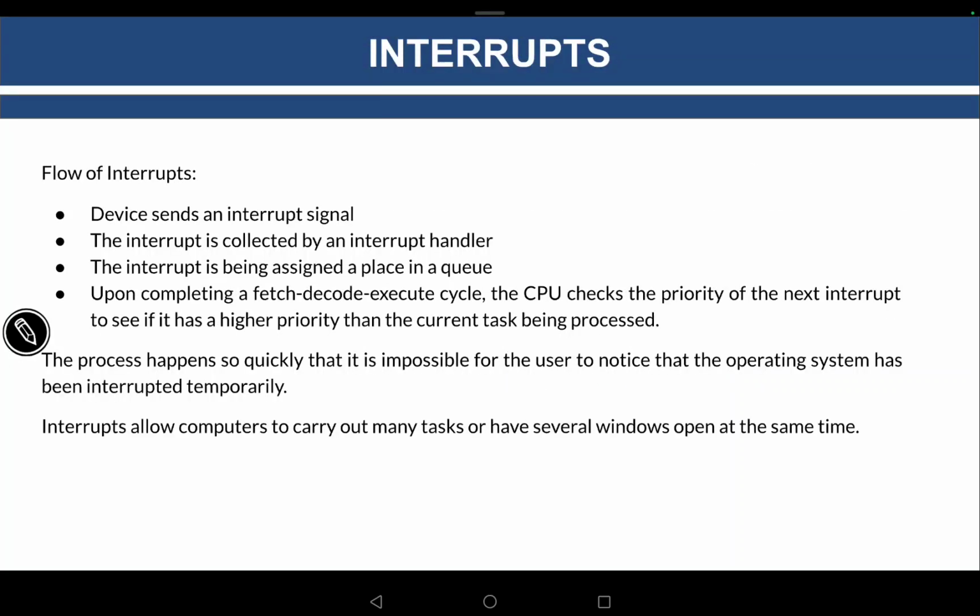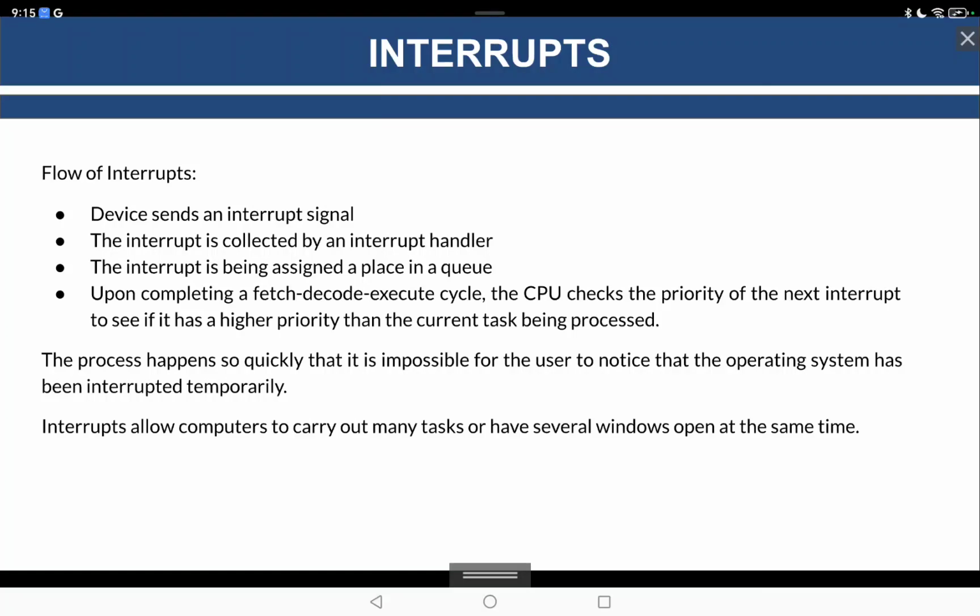Now let's look at the flow of interrupts. Here is how interrupts work step by step. So first, a device sends an interrupt signal. Second, the interrupt is collected by something called the interrupt handler. Then the third step, the interrupt is placed in a queue, waiting its turn.